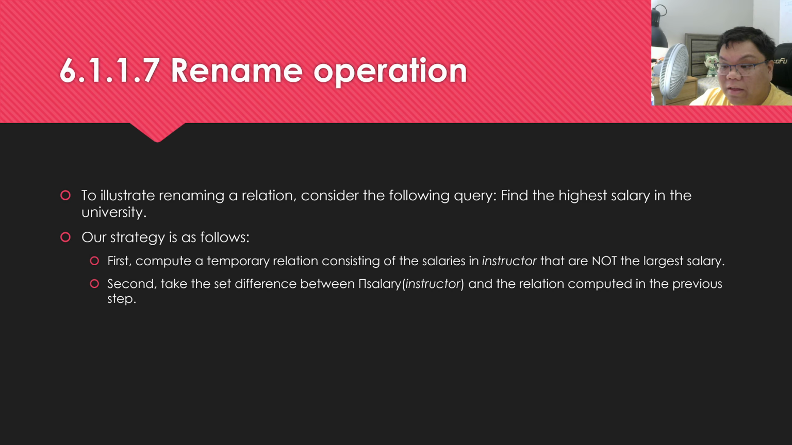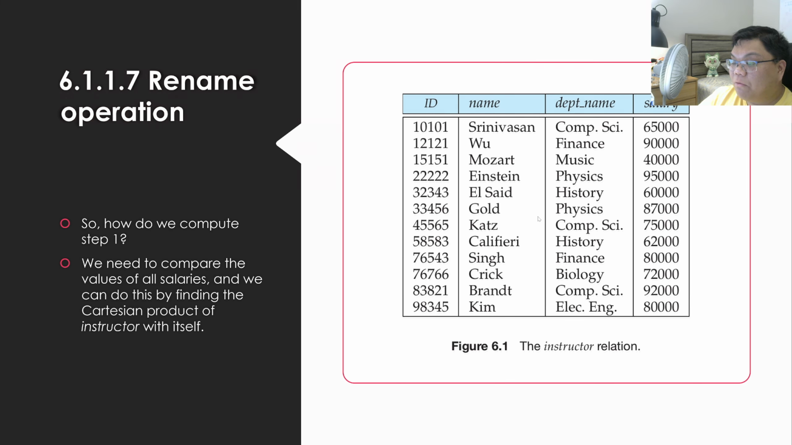Step 1. Compute a temporary relation that consists of all the salaries in Instructor that are not the highest salary. So we find everything that isn't the highest salary. If we then perform a set difference between the original relation and this temporary relation from step 1, that's going to give us the highest salary. Right, so how do we compute step 1? Well, we're going to start with the Instructor relation.